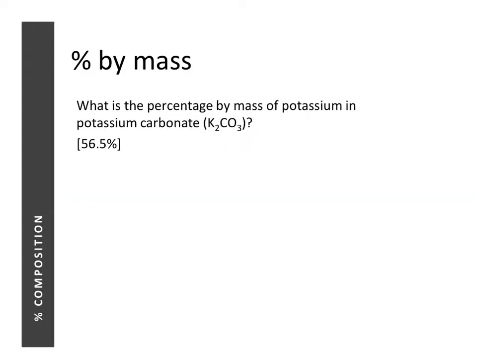Now we'll look at one last practice question for percentage by mass. In this question, we are looking at the percentage by mass of potassium. So we're looking at just one element in potassium carbonate. Okay, so again, very quickly, we find the 3 pieces of information required: mass of potassium, mass of potassium carbonate, and then lastly, the number of potassium.